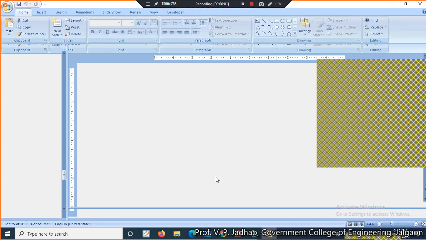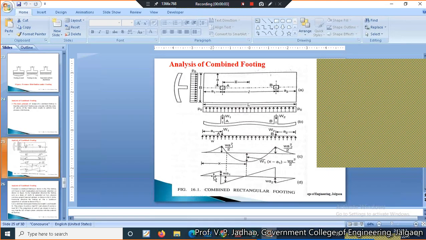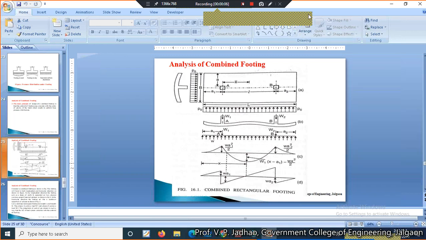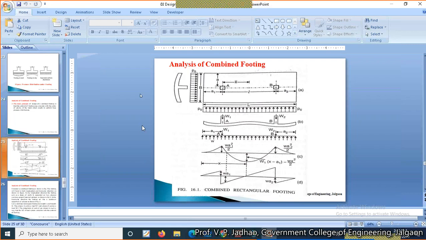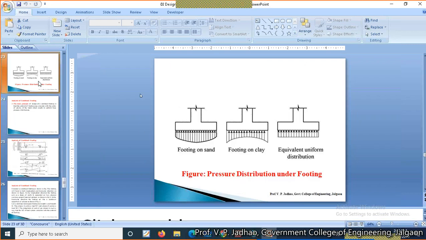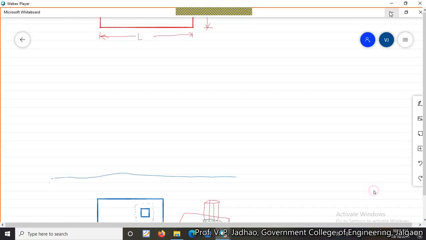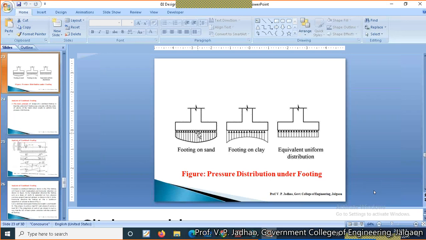Types of footings, and what is the basic design principle for design of these combined footings. We have seen this particular figure, in which we have seen that if a footing is resting on sand, the pressure distribution will be as shown in this first figure, that is, it will be concave-convex type. Whereas if the footing is resting on clay, then the pressure distribution will be convex type.